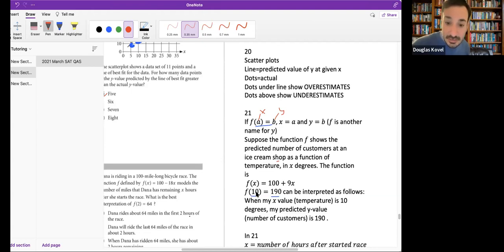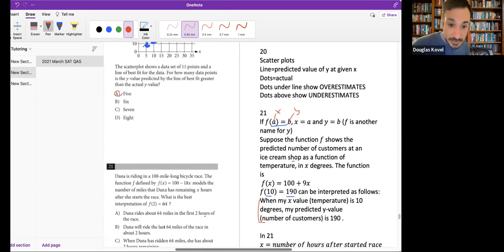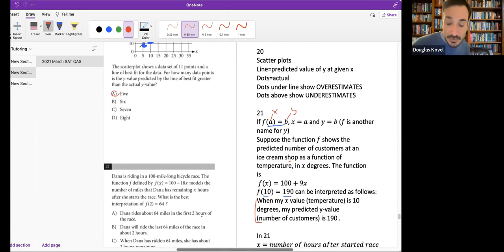So in this case, 10 represents my x value, because that's the number in parentheses, and x is temperature, and then 190 is my y value, which is customers. So I would interpret this as: when my x value, or temperature, is 10 degrees, my predicted y value, or number of customers, is 190. And you could pretty much use this template for any question, for any sort of function. So let's take a look at 21. We'll read the question, and then we'll go over how we would interpret it in our own words before we even look at the choices.